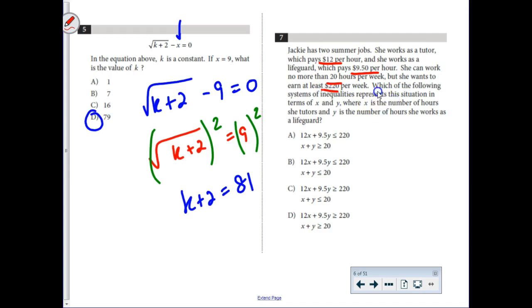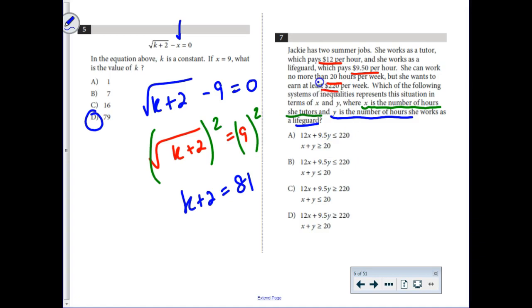Okay, this is the most, and you guys always ignore this part of the question. I wish you wouldn't, because this is the most critical part. They tell you what x and y represent. So x is the number of tutoring hours, and y is the number of lifeguarding hours. So that has to match up with what they said, right? So $12 per hour for the tutoring job. So I'm looking for a 12 times x. Well, that's a bummer. They're all 12x. Okay. And then 9.50y. Okay, they all have 9.50y.